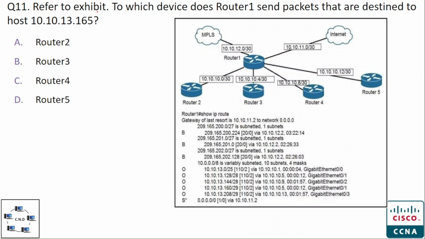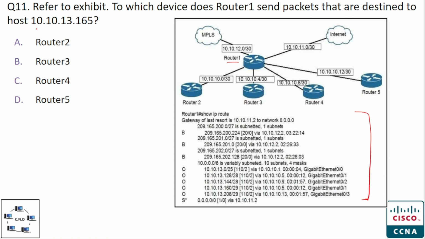Question 11. Refer to the exhibit. To which device does router 1 send packets that are destined to host 10.10.13.165? And the options are option A router 2, option B router 3, option C router 4, and option D router 4. We have the router R1 over here, and this is the routing table of R1.